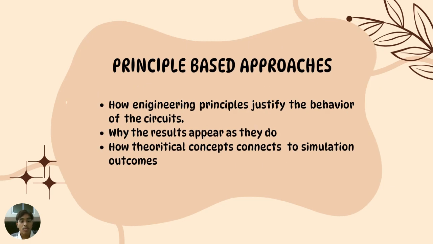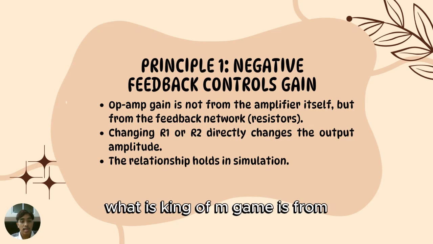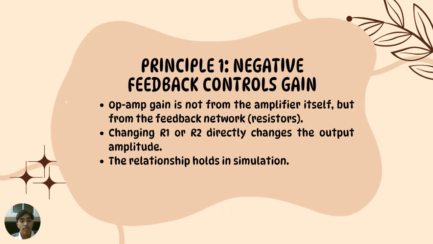So we proceed with the principle-based approach. It's about how engineering principles justify the behavior of the circuit: why the results appear as they do, and how theoretical concepts connect to simulation outcomes. For principle 1, negative feedback controls gain. Op-amp gain is not from the amplifier itself but from the feedback network resistors. Changing R1 or R2 directly changes the output amplitude. The relationship holds in simulations.